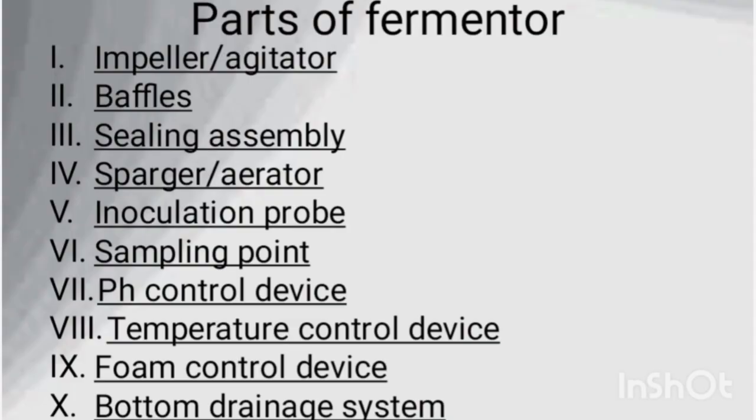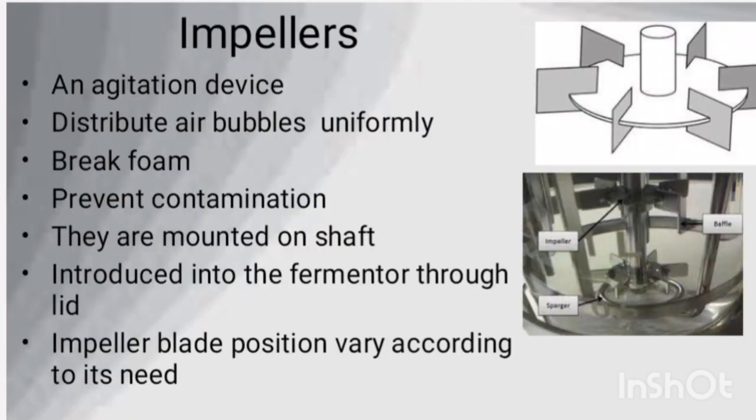Next, parts of fermenter, which include impeller or agitator, baffles, sealing assembly, sparger or aerator, inoculation probe, sampling point, pH control device, temperature control device, foam control device, and bottom drainage system. First, we can discuss impellers. Impellers are agitation device. It provides proper mixing of the media and microorganism. And also, it helps in breaking the foam bubbles in the headspace of the fermenter. This foam formed during fermentation process can cause contamination, and this contamination problem can be avoided by the use of impellers.